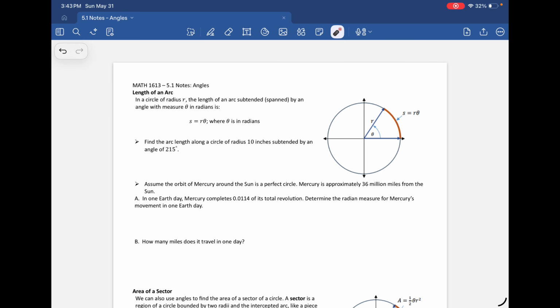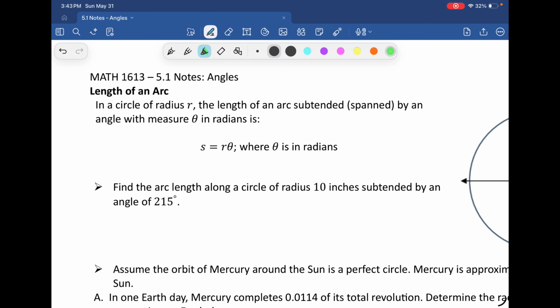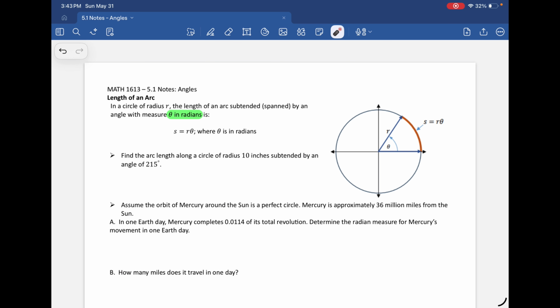All right, let's revisit arc length. In a circle with radius r, the length of an arc subtended, which just means spanned, with angle measure theta in radians, is arc length equals radius times theta, where theta is in radians. Okay, again, it's literally measuring a piece of the circumference.